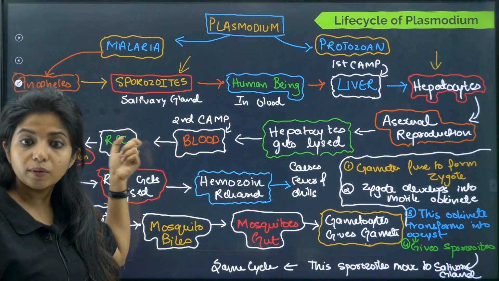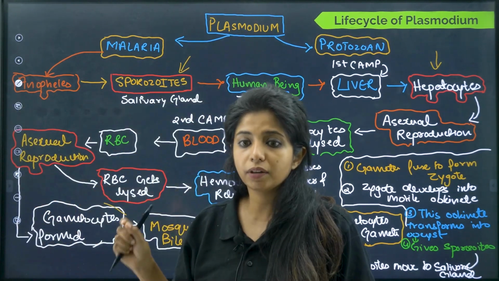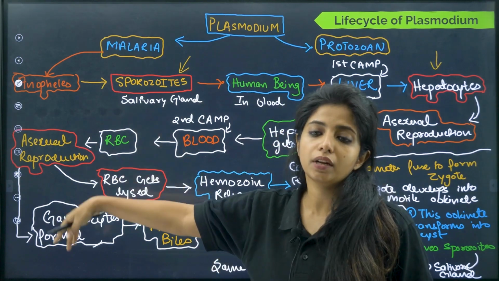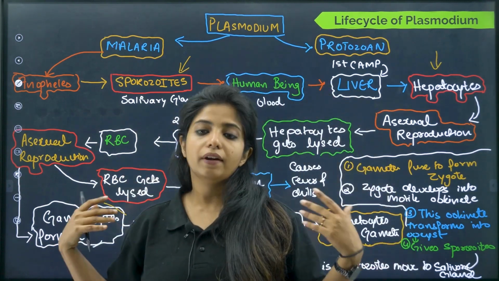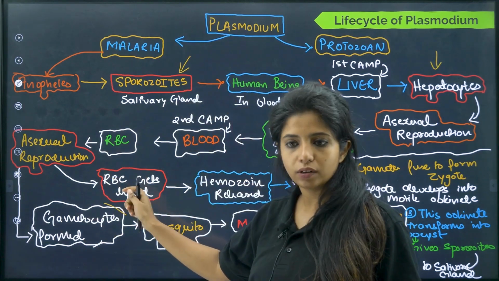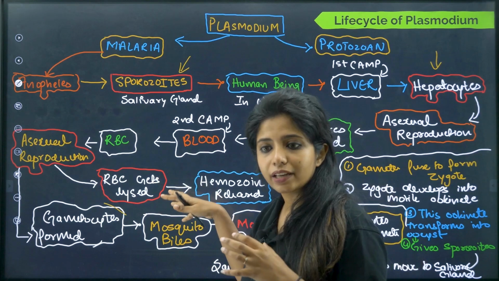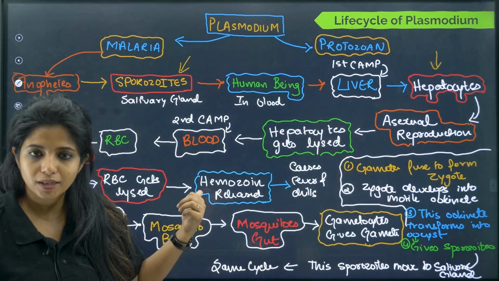In the blood, they will be going to the RBC, red blood cells. In the blood, you have so many cells, but they are specifically going to the RBC. Again, they are thinking, we have to divide our cells again. So they do asexual reproduction again. Now the RBC also will not be able to tackle all of them, obviously. So it will get lysed. When it gets lysed, children, hemozoin is being released.